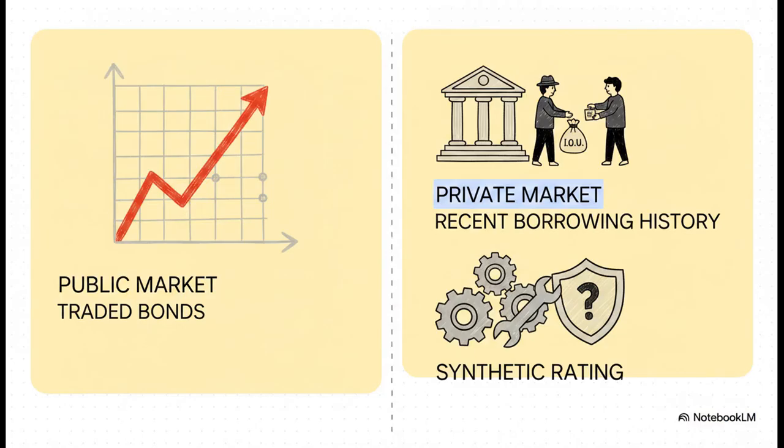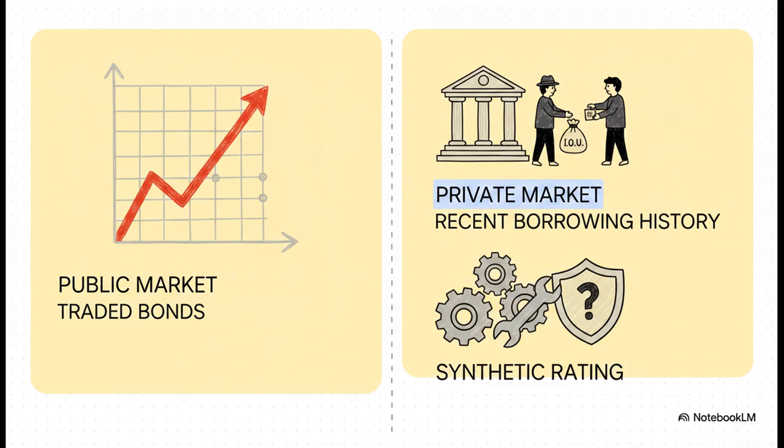So what happens when a smaller company or a private business doesn't have public bonds or a fancy S&P rating? We have to pivot our whole methodology. We can't just look up a public market price using a bond's yield to maturity anymore. Instead, we've got to get creative. We basically have 2 main hacks. The first is super simple.